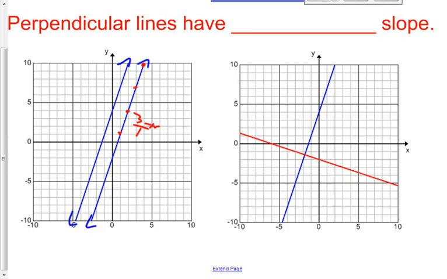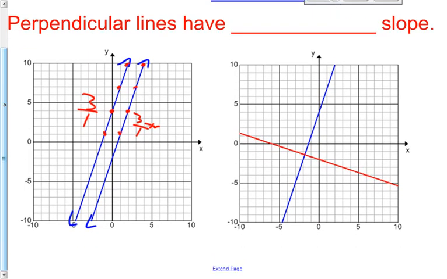And the same thing with this one. We start right here and we go up 1, 2, 3 over 1. Up 1, 2, 3 over 1. Same thing. So because they both have a slope of 3 over 1, they go up 3 and over 1, they will never ever touch each other. I can promise you that. So those are parallel lines.